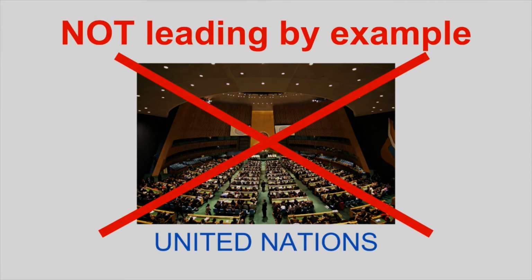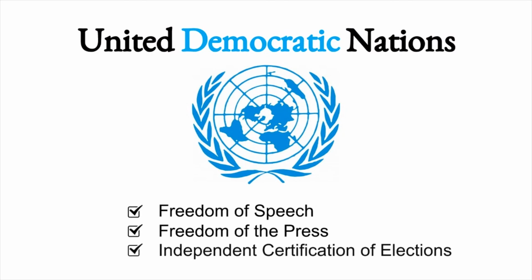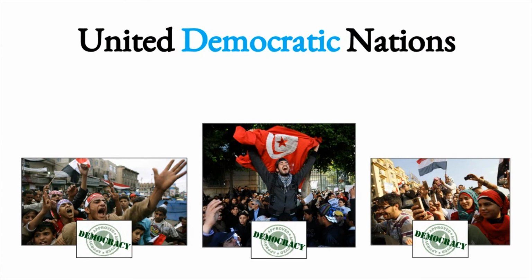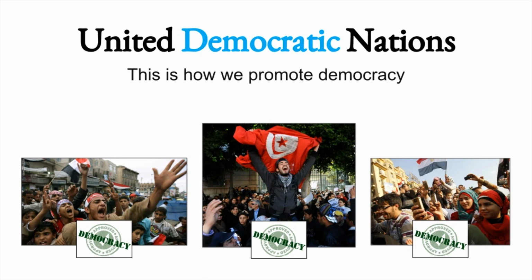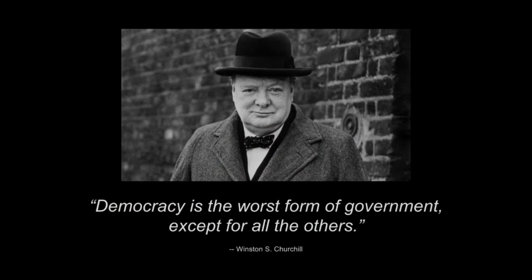To set a good democratic example, we need a united democratic nations, an organization where membership is contingent upon the basic democratic principles of free speech, a free press, and free elections. By acting as a certification authority, a united democratic nations would provide a clear objective for those fighting to be free. This is how we promote democracy, and this is how we promote world peace. As Winston Churchill so aptly put it, democracy is the worst form of government except for all the others.